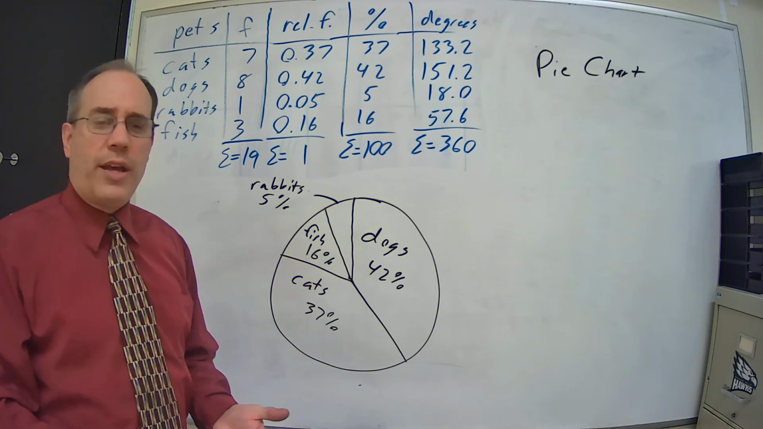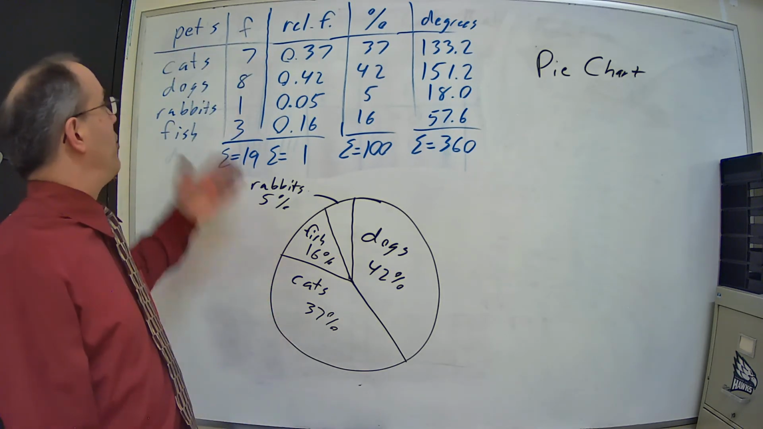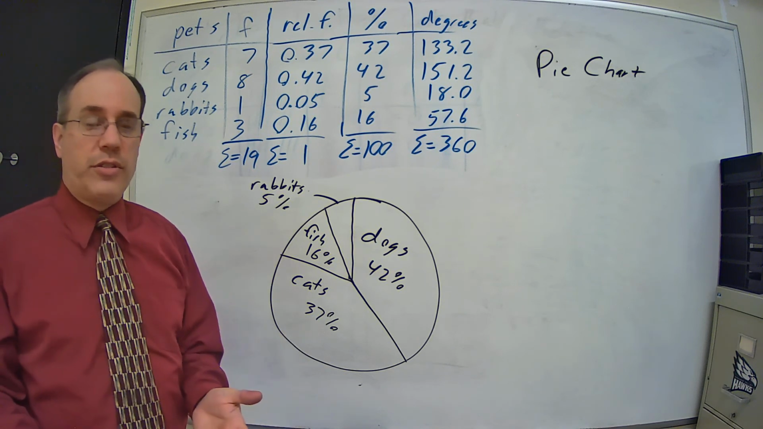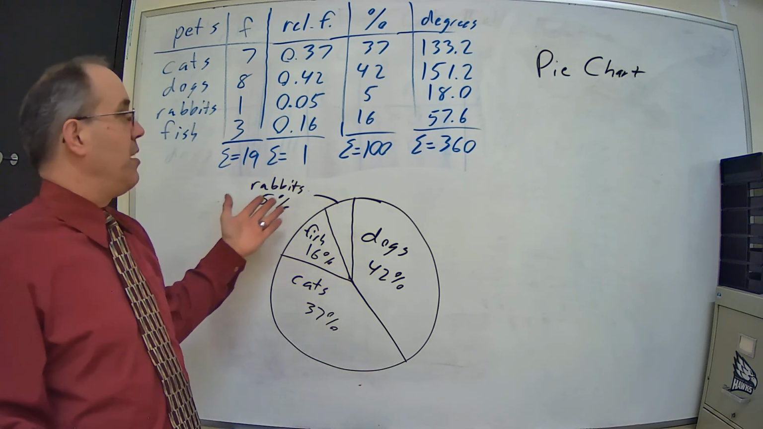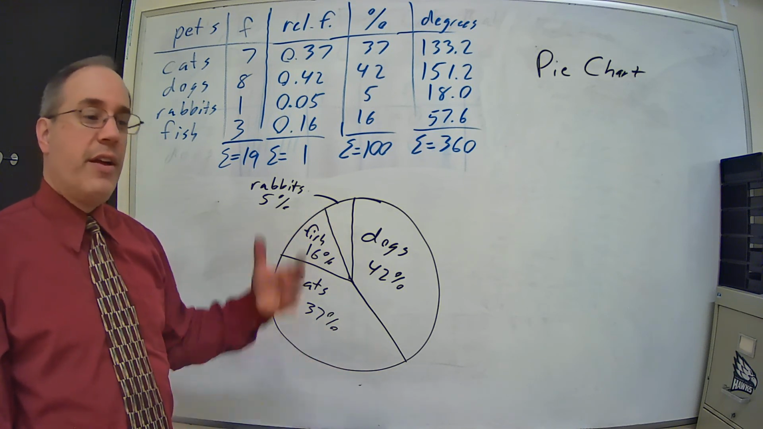So just a quick example, working through a problem with people's pets, for figuring out the frequency distribution, the frequency bar graph, relative frequency bar graph, and a pie chart.